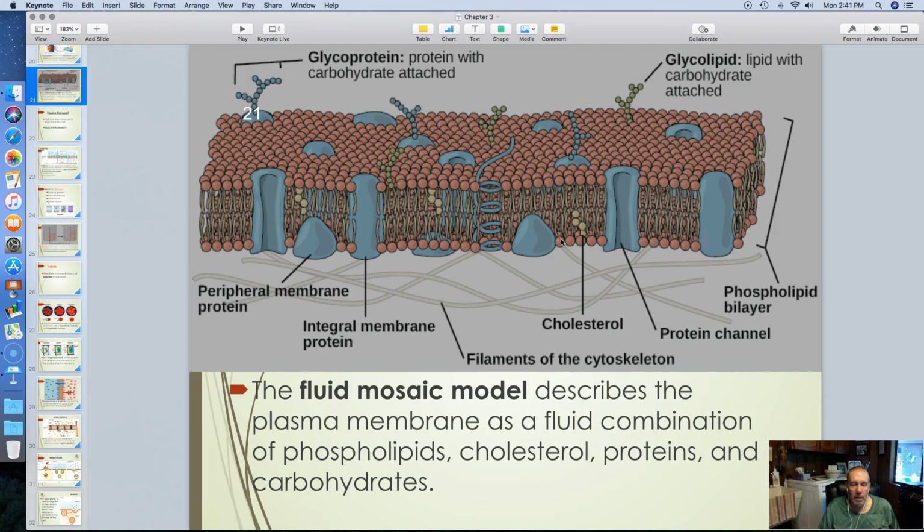You think of any animal that lives in a cold environment, polar bears, penguins, they're going to have a lot more cholesterol in their cell walls so that their cells can resist getting too cold and then kind of freezing up. So you tend to find that animals that live in cold environments tend to have a higher concentration of cholesterol within this cell wall.